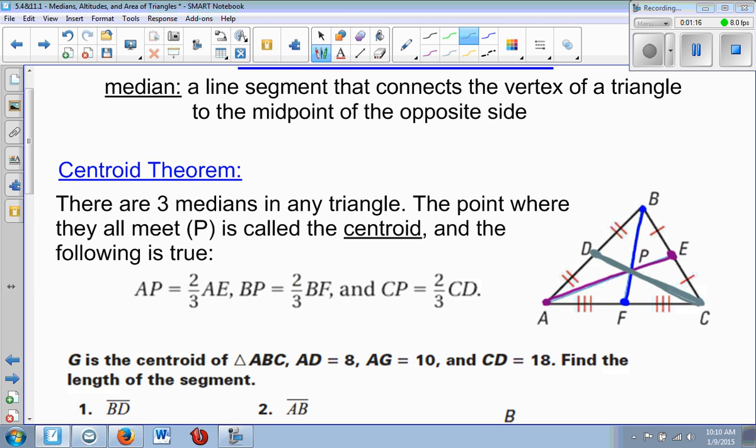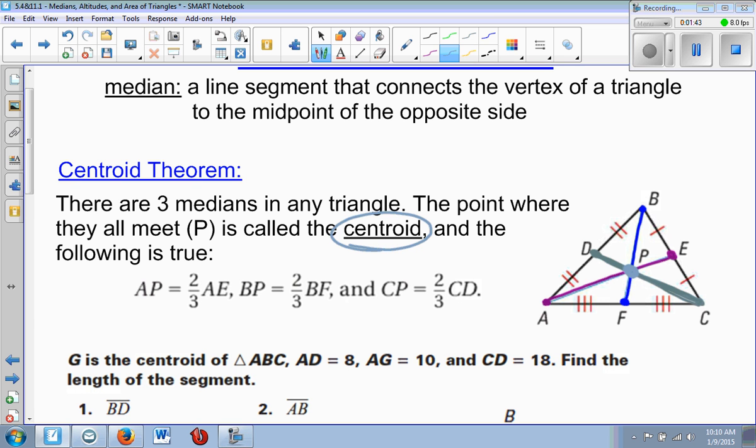The three medians in a triangle are always going to meet at a point. That point P in this triangle is called the centroid of the triangle. That's a vocabulary term that you're going to need to know. So that point where the medians intersect is called the centroid. Now, why is that important? There's a relationship between the portions of each one of these line segments that I highlighted.